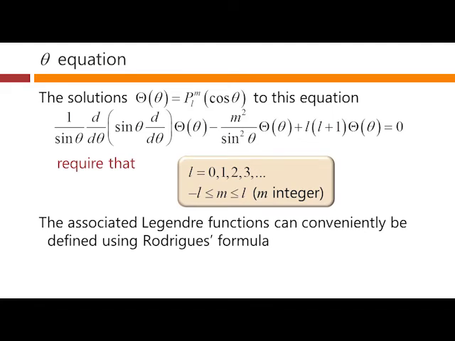These associated Legendre functions can be conveniently defined using Rodrigues's formula. So it's a high derivative of x squared minus 1 to the power L, and multiplied by these terms out front here. But you see, all that's involved is x and these various factors and coefficients in here that are all dependent only on L and M.